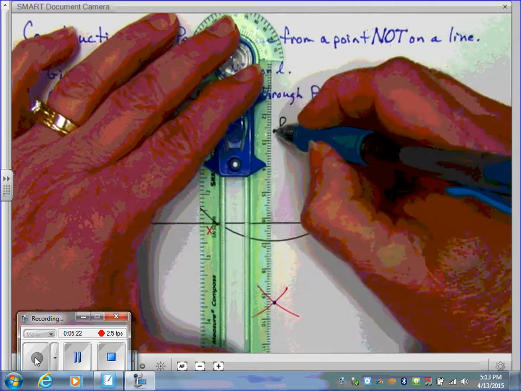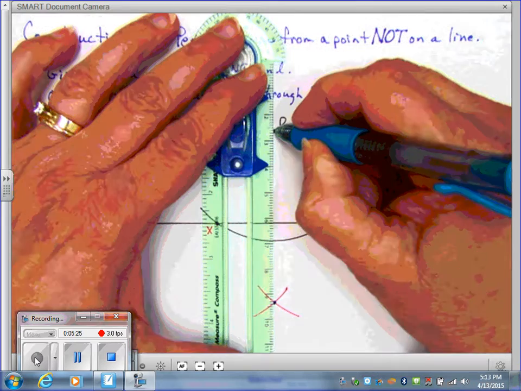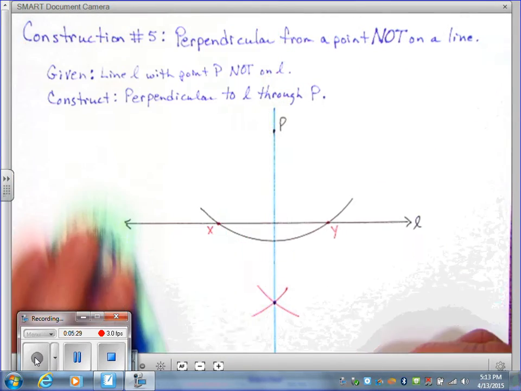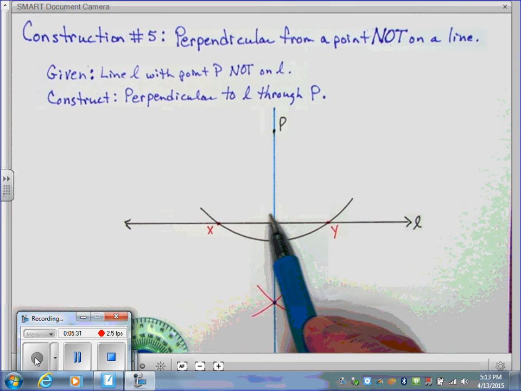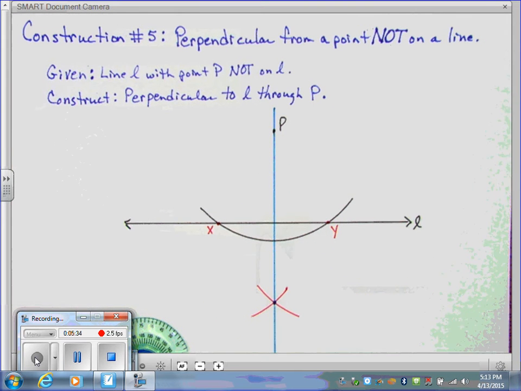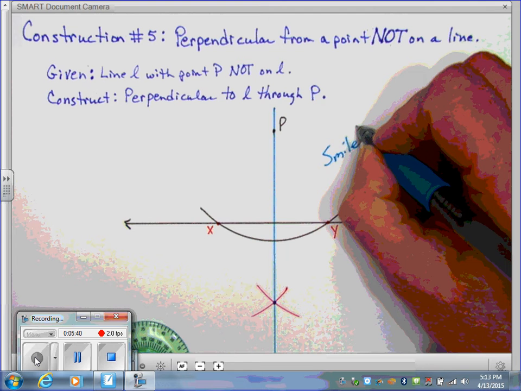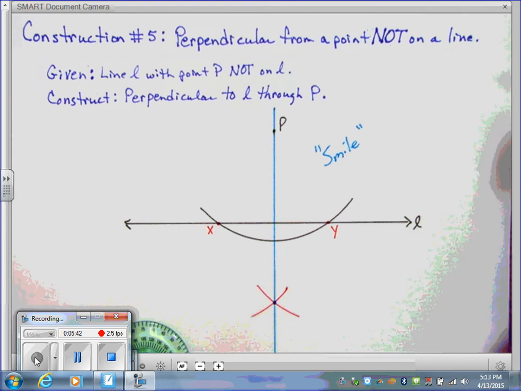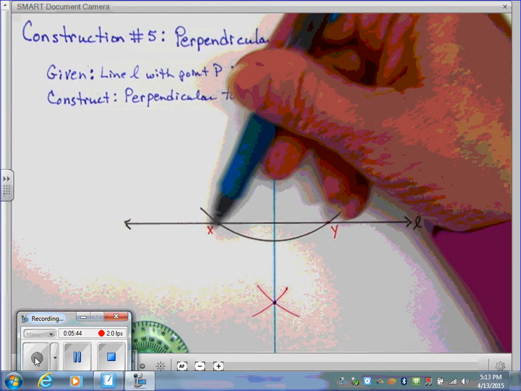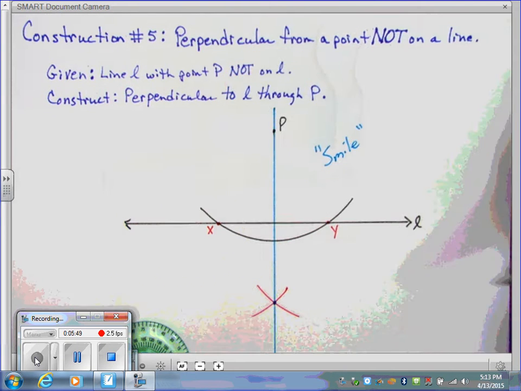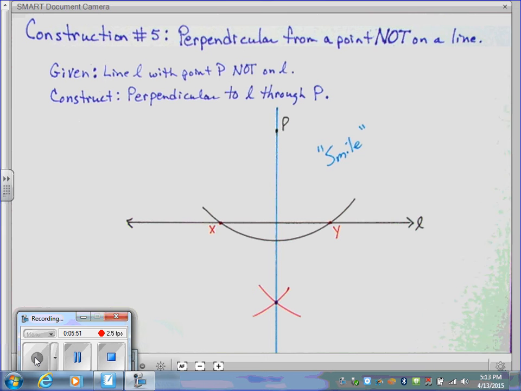Draw the line that's perpendicular through P, perpendicular to line L. Those look like nice right angles? Wow, they sure do. This one we call the smile, because the very first step, you measure from P to the line, further underneath the line, and you do a smile arc. Perpendicular from a point not on a line.